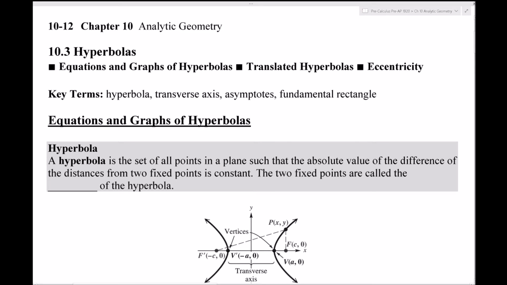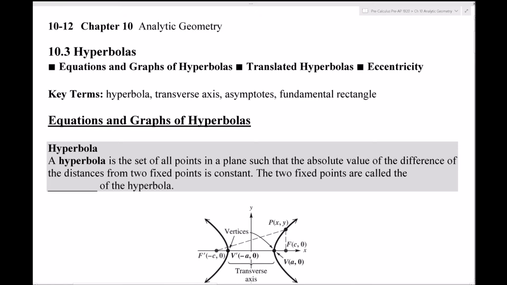A hyperbola is a set of all points in a plane such that the absolute value of the difference of the distances from two fixed points is constant. So the idea is that if you take a point and the distances from that one point to the two foci, and we subtract them instead of add them. If you add them, you get an ellipse, and if you subtract them, you get a hyperbola, as long as it's a constant absolute value of the difference.